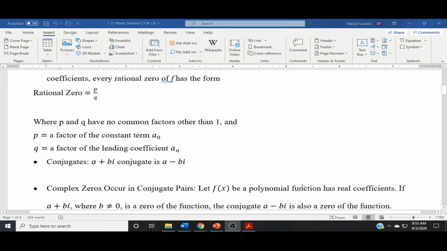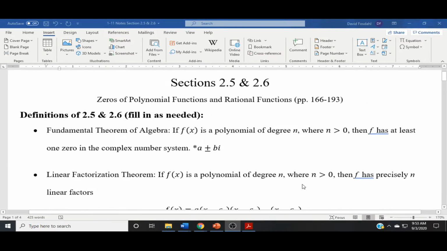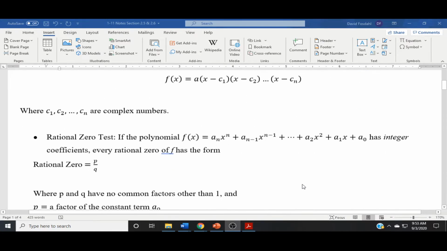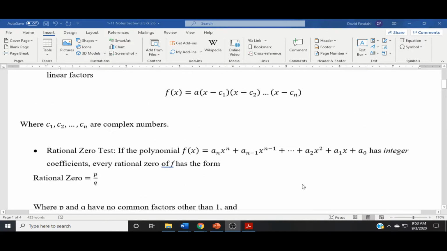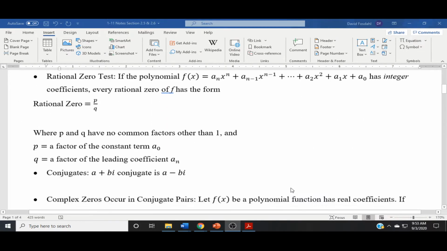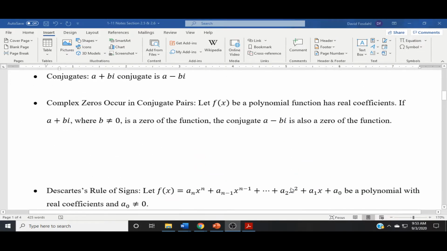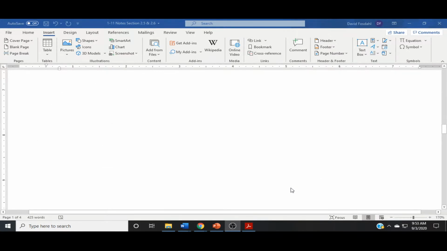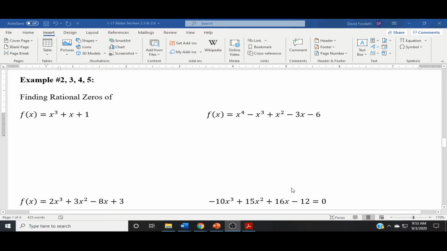Okay, so if you did not catch all the definitions, I'm going to slowly scroll through them, so you can pause the screen over the ones you need to do. Okay, we're going to do examples now.